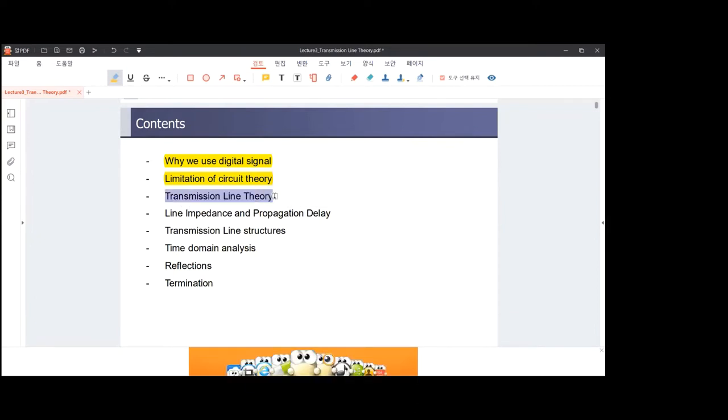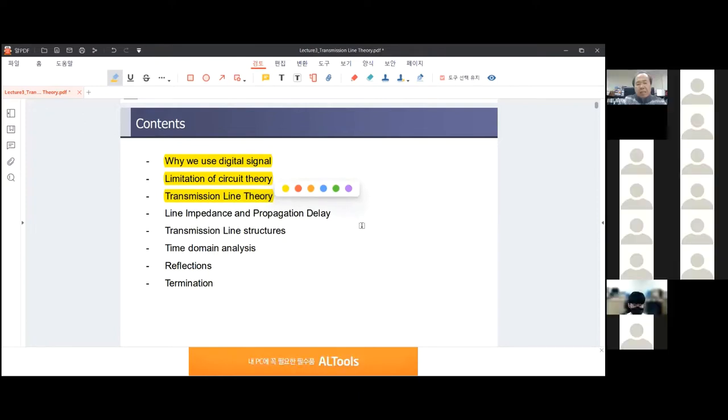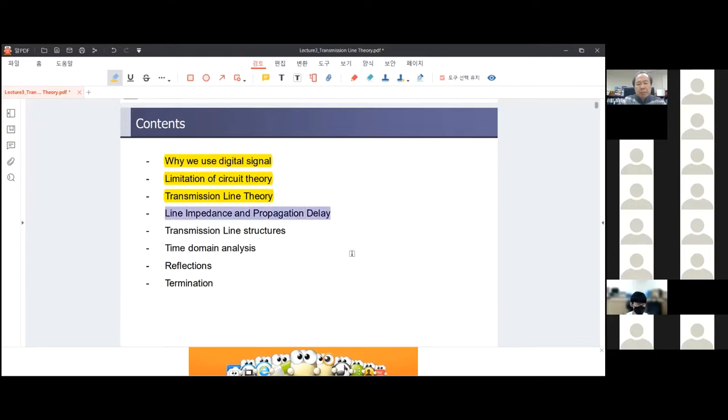In this class, because the clock frequencies and rising and falling times of digital signals are becoming shorter and shorter, to a range of picoseconds, we have to apply the transmission line theory. I'm going to talk about the field distributions and assumptions related to transmission line theory. In transmission line theory, the most important part of the new concept is line impedance and propagation delay that was not covered in circuit theory. So today I'm going to explain the transmission line impedance and propagation delay concepts and ideas.